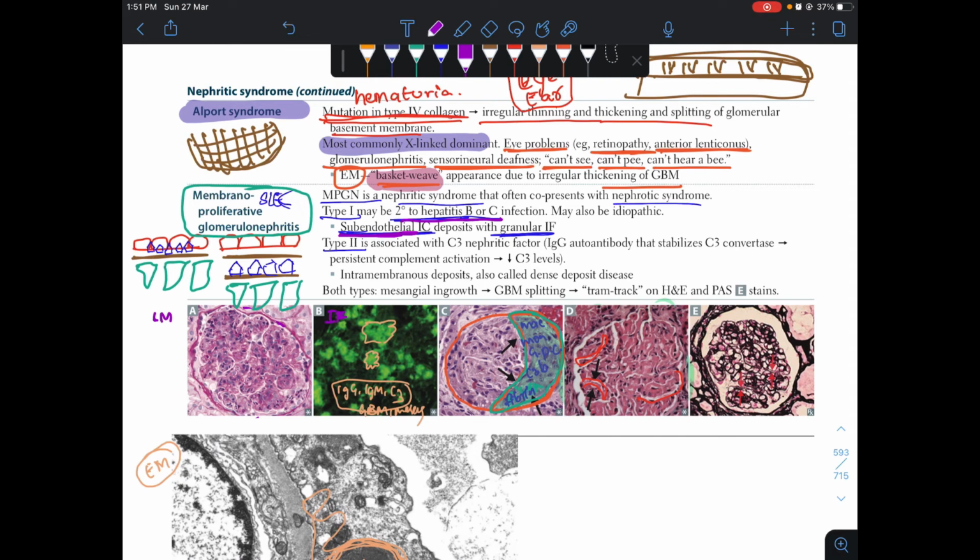And in type 2 MPGN, it is associated with C3 nephritic factor, that is an autoantibody. C3 activates the alternate pathway, and C3 convertase is not stable, so the autoantibody stabilizes the C3 convertase, and there is persistent complement activation from this C3. As we know, C3 activates the complement system, hence there will be decrease in C3 level, hypocomplementemia, especially C3 level.